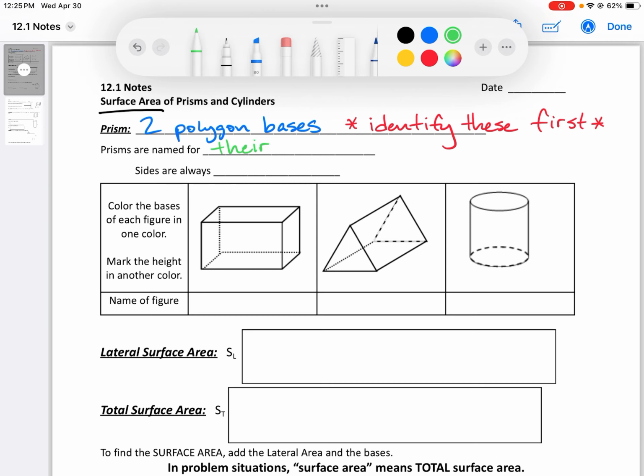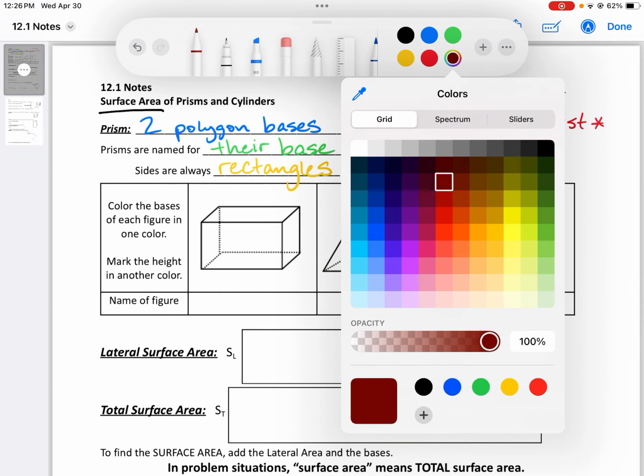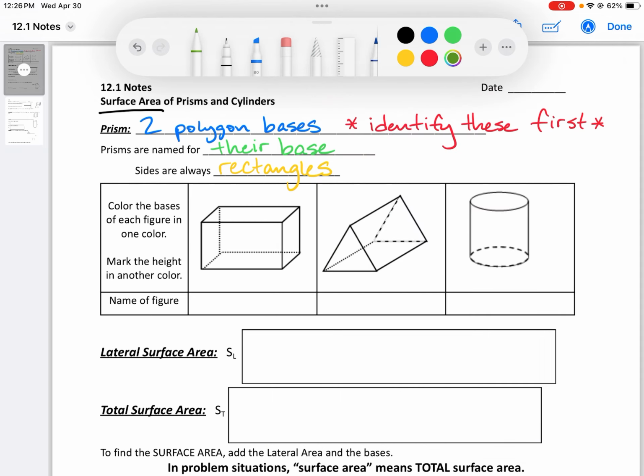Second, the prisms are named for their base. And lastly, the sides are always going to be rectangles. All right, so that brings us to our first little example. It says, color the bases, mark the height in another color. So remember, the bases are going to be polygons, the sides are going to be rectangles.